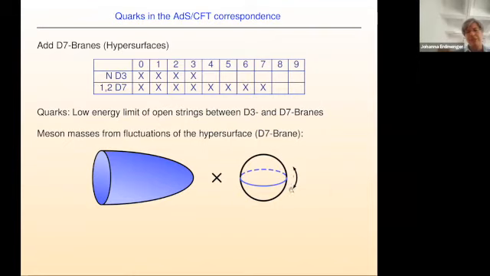And from the eigenvalues of these fluctuations, we can calculate the masses of these quark-anti-quark pairs. Again, to make a long story short, we can add these degrees of freedom that we need to describe QCD. At the same time, it provides a nice geometrical picture for calculating the masses of these particles by just looking at fluctuations of these geometric objects in this higher dimensional space.